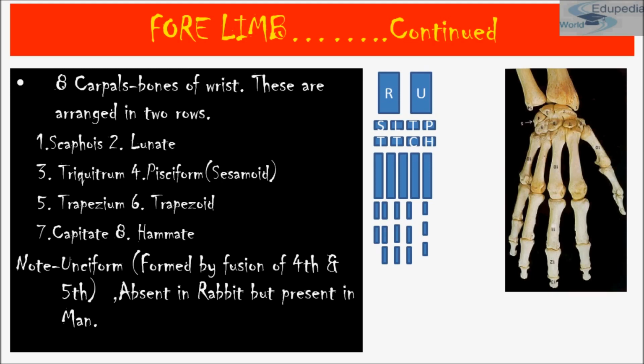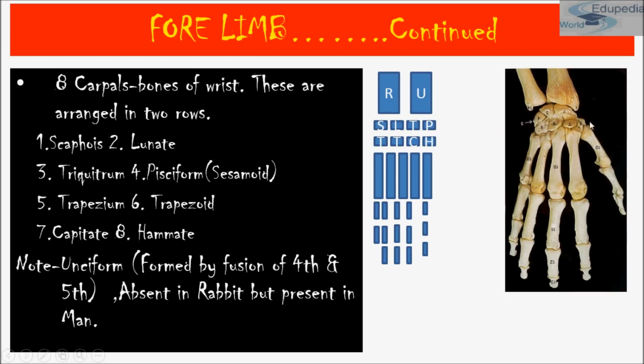Now comes our bones of the wrist. Bones of the wrist are known as carpals. Carpals are the name of the bones of the wrist, and they are 8 in number, and these are arranged in 2 rows. First is scaphoid, second lunate, and third triquetrum. Fourth is pisiform, and fifth is trapezium, sixth is trapezoid, seventh is capitate, and eighth is hamate.